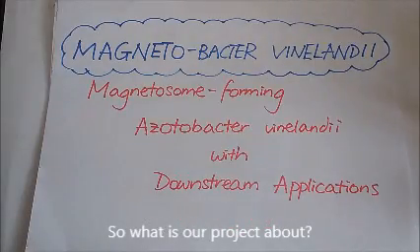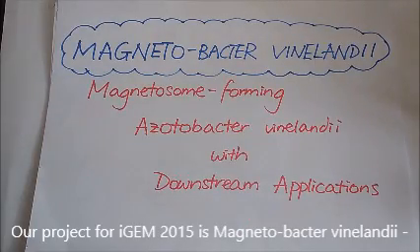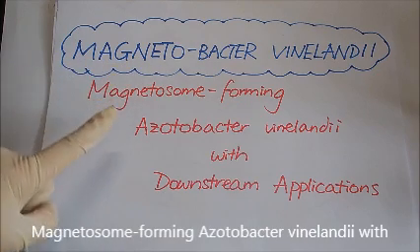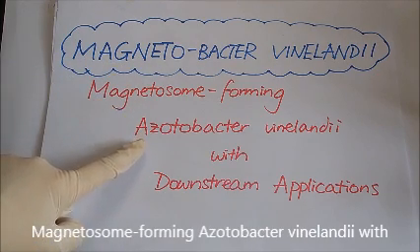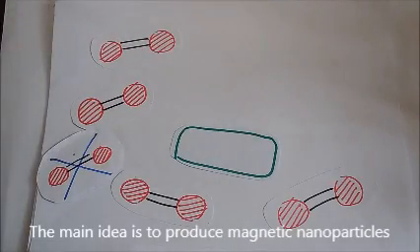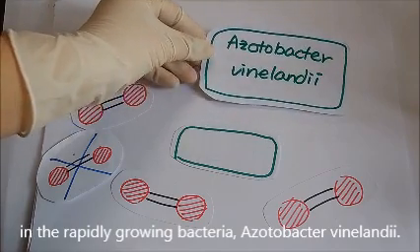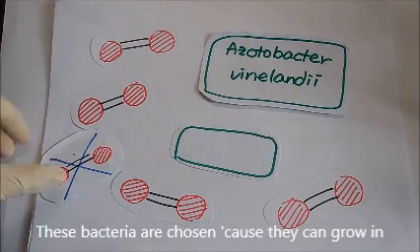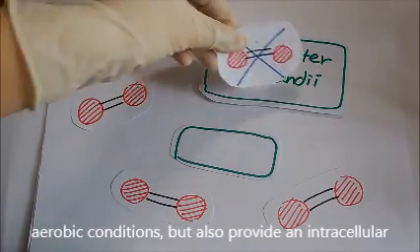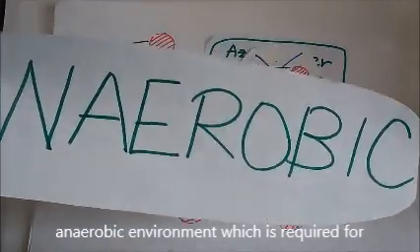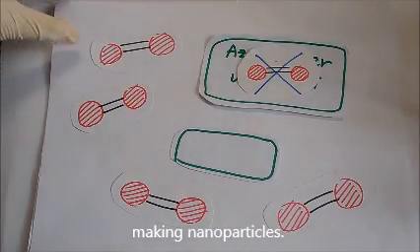So, what is our project about? Our project for iGEM 2015 is Magnetobeta violandi, magnetosome-forming acetobeta violandi with downstream applications. The main idea is to produce magnetic nanoparticles in the rapidly growing bacteria Acetobeta violandi. These bacteria are chosen because they can grow in aerobic conditions, but also provide an intracellular and aerobic environment which is required for making nanoparticles.